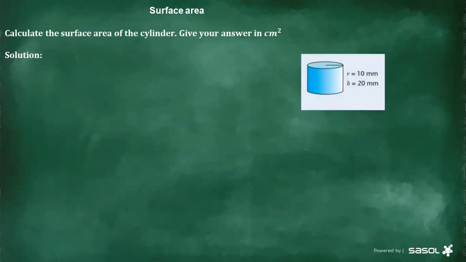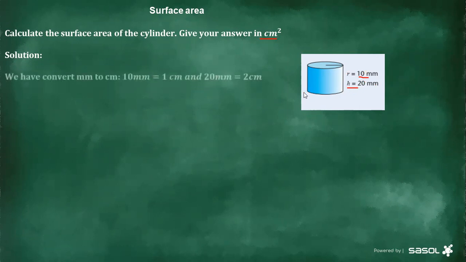Now the surface area. It says: calculate the surface area of the cylinder, giving your answer in centimeters squared. Look at the figure that we have there. Our radius is 10 millimeters, but the answer should be in terms of centimeters squared. The radius is 10 millimeters, while the height is 20 millimeters. So we have to convert first, because our answer is needed in centimeters squared.